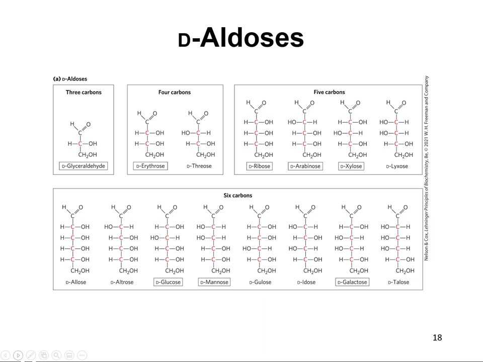These are all the aldoses that you'll probably run into. I'll highlight the ones that I want you to recognize. So I would like for you to recognize glyceraldehyde, ribose, glucose, and galactose. Those are the 4 aldoses that I want you to recognize. You don't need to be able to draw the Fischer projection, but you'll need to recognize these molecules in their Fischer projection.